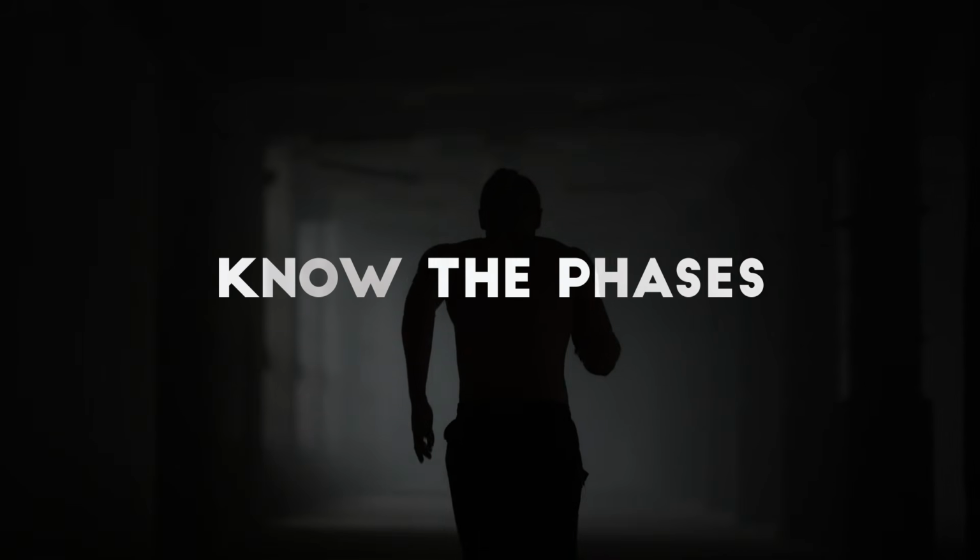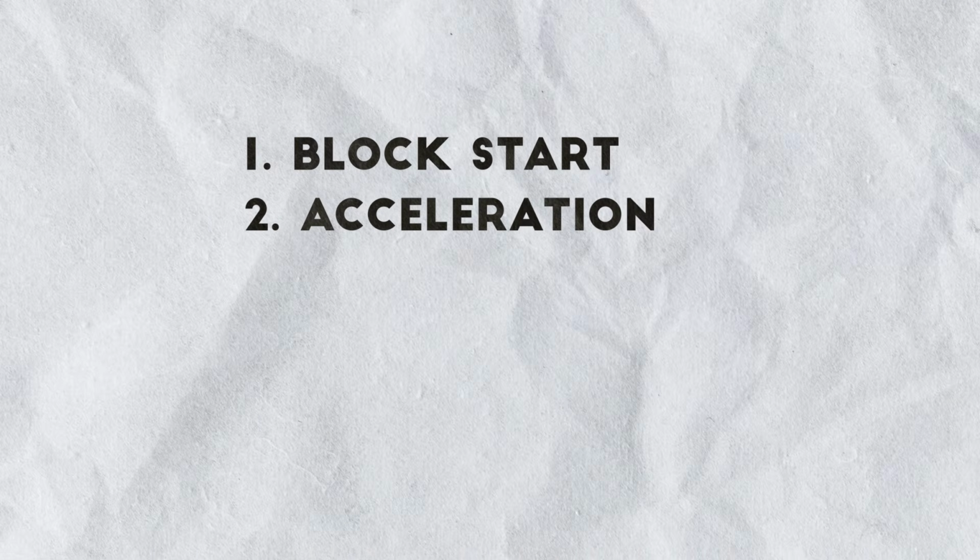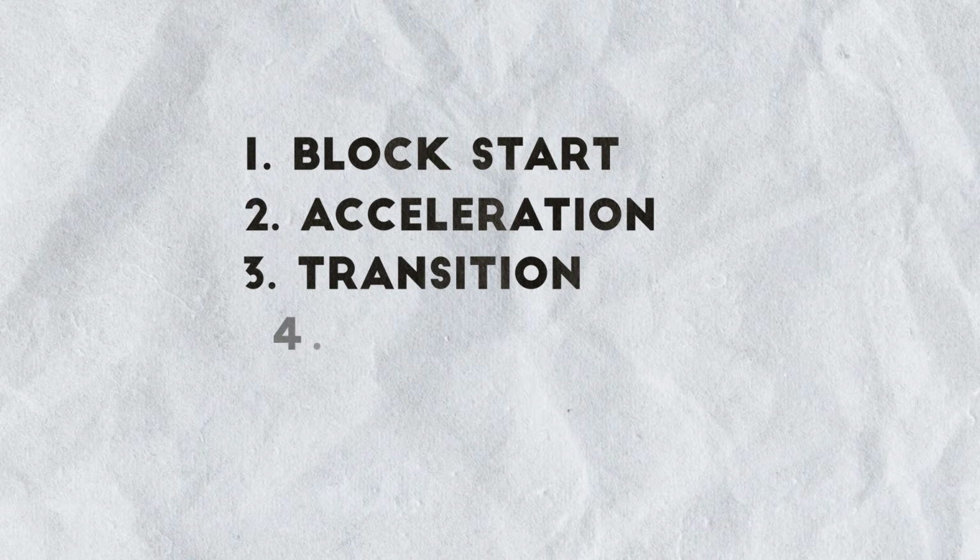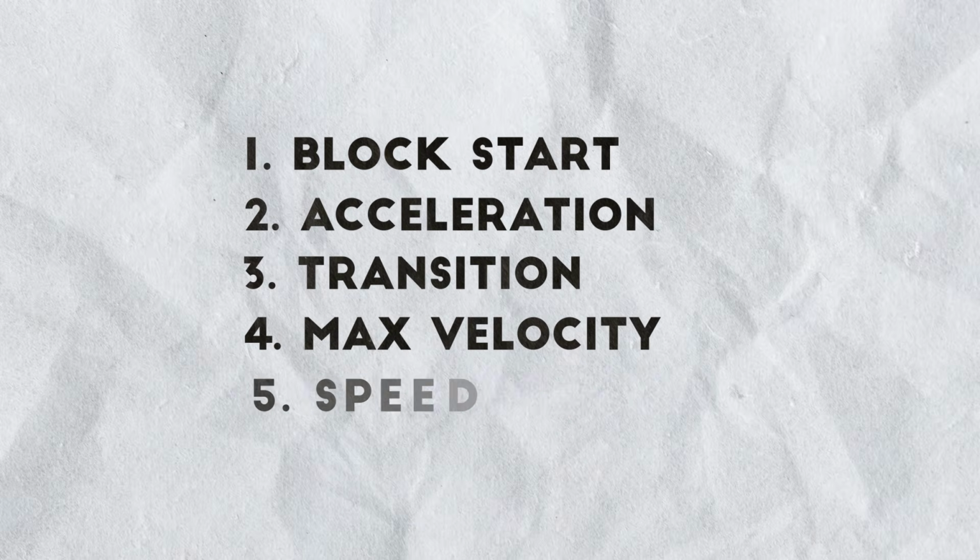Number 2, you need to know the phases. Because speed isn't just one thing. It's really 5 things. 1, block start. 2, acceleration. 3, transition phase. 4, max velocity. And 5, speed endurance. And you can even break it down further than that. But your plan should cycle around each one of these with specific focus per phase. Because you don't just sprint randomly. You attack each zone with maximal intent.